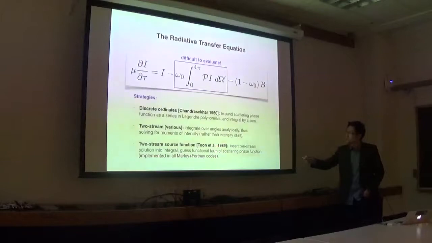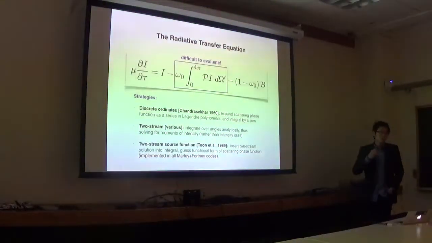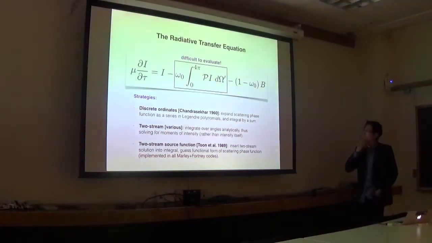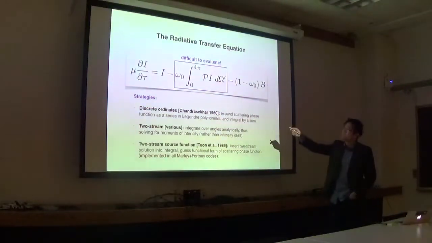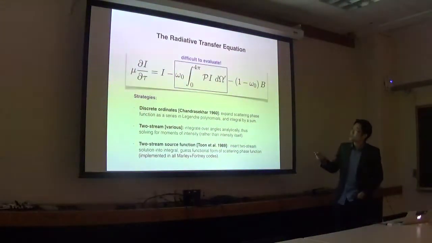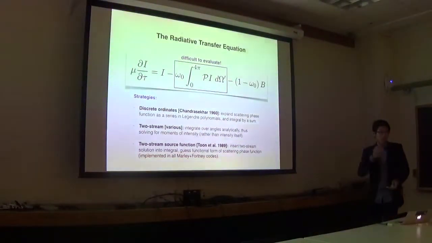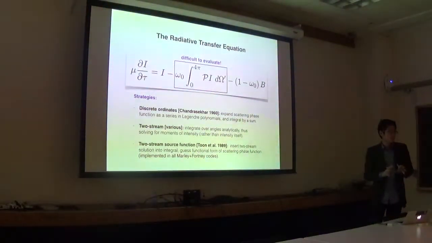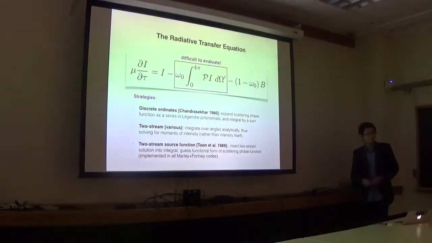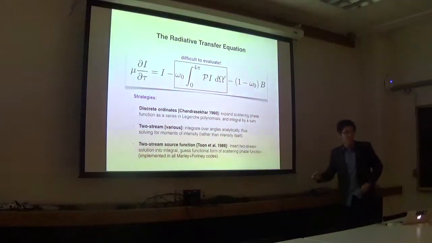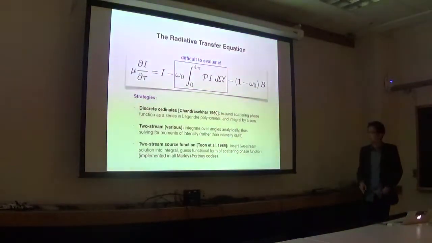The second method is two-stream. And what two-stream does is, it says, let's circumvent this term. Instead of solving the equation as a function of optical depth or normalized length and an angle, let's integrate the whole thing analytically and integrate out the angle. So you're left, instead of a partial differential equation, with an ordinary differential equation just in the optical depth. This is what two-stream does, and I will spend some time in the talk talking about this.